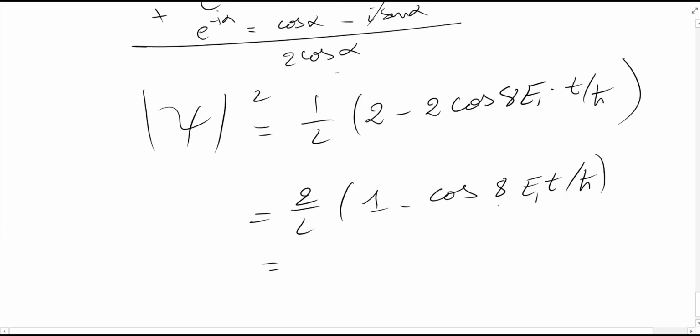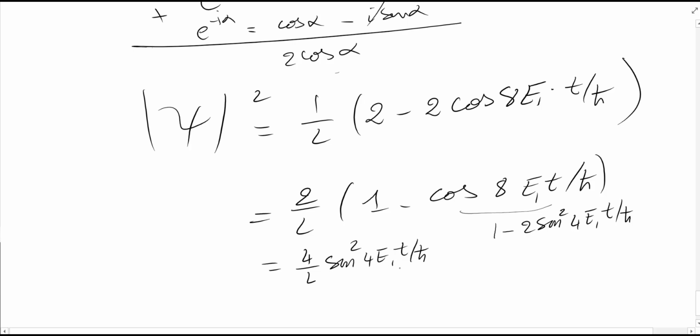This is actually equal to 1 minus 2 times sine squared of half of this angle, which is 4 E1 T over h bar. So that is basically what I'm saying. 1 minus 1 is going to be 0. Minus minus is going to be plus. So I'm going to end up with 4 over L times the sine squared now of 4 E1 T over h bar. Okay. So this is the probability function.